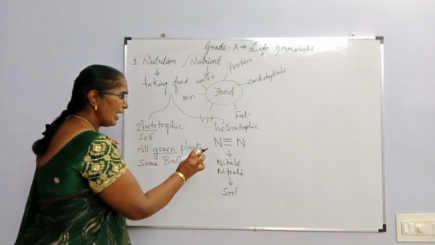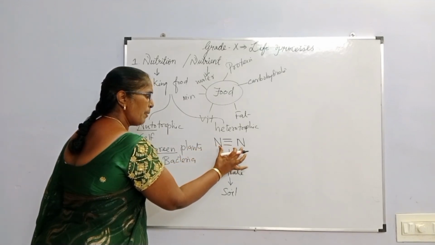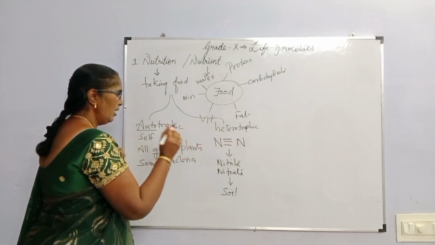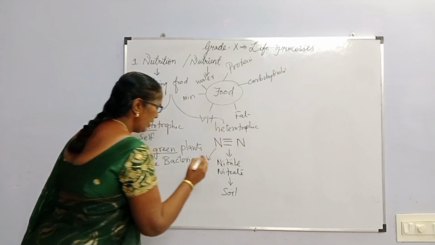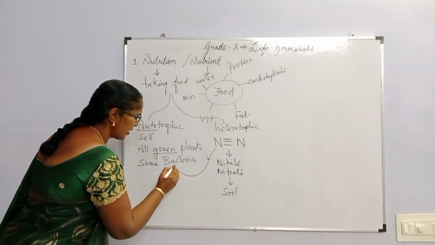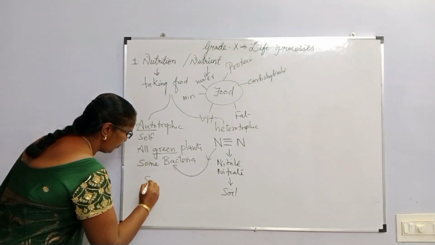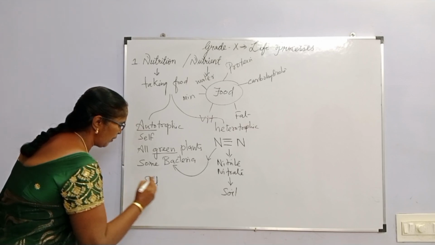Okay. So while splitting the triple bond nitrogen with the help of the bacteria, energy is released. This energy is utilized by this bacteria. This bacteria is an example, sulfur bacteria, purple sulfur bacteria.